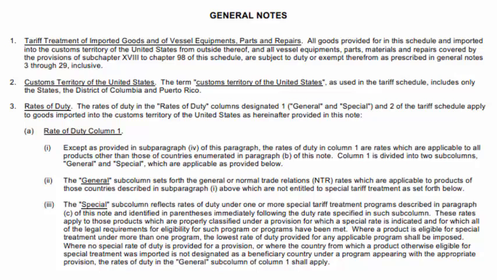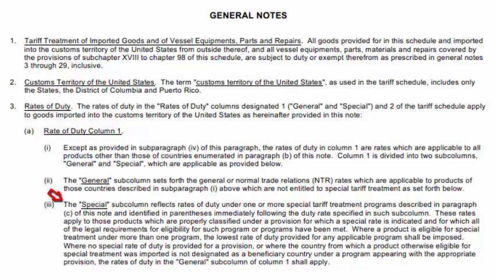In layman's terms, countries that fall under the general column are countries that we like. England, Spain, Taiwan, and others. They are subject to normal trade relations. Basically, the same duty rate applies to the countries that fall under the general subcolumn.